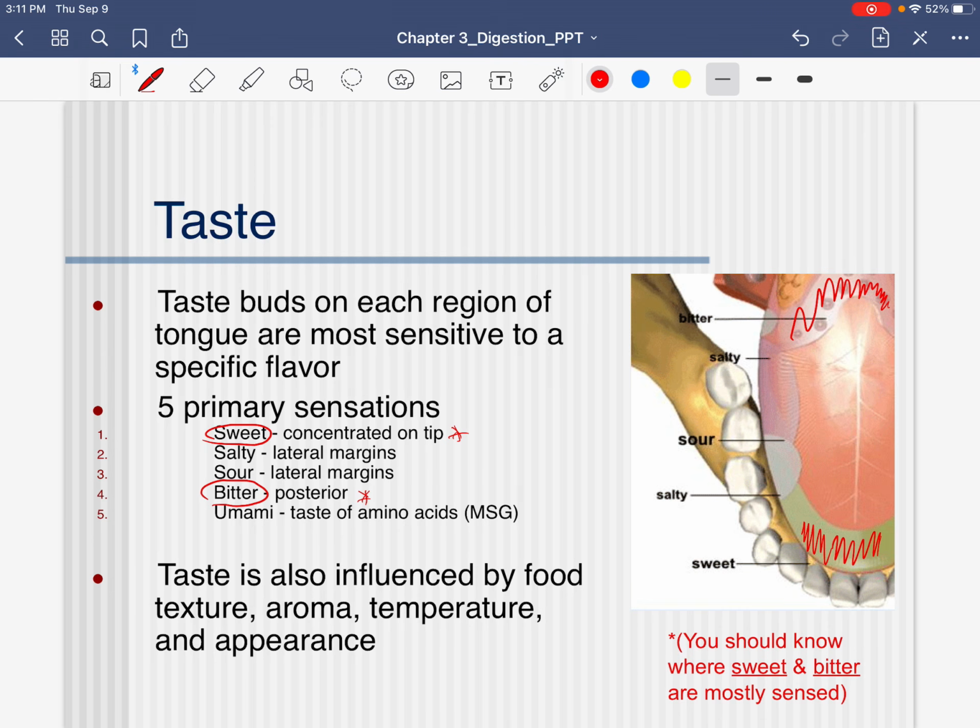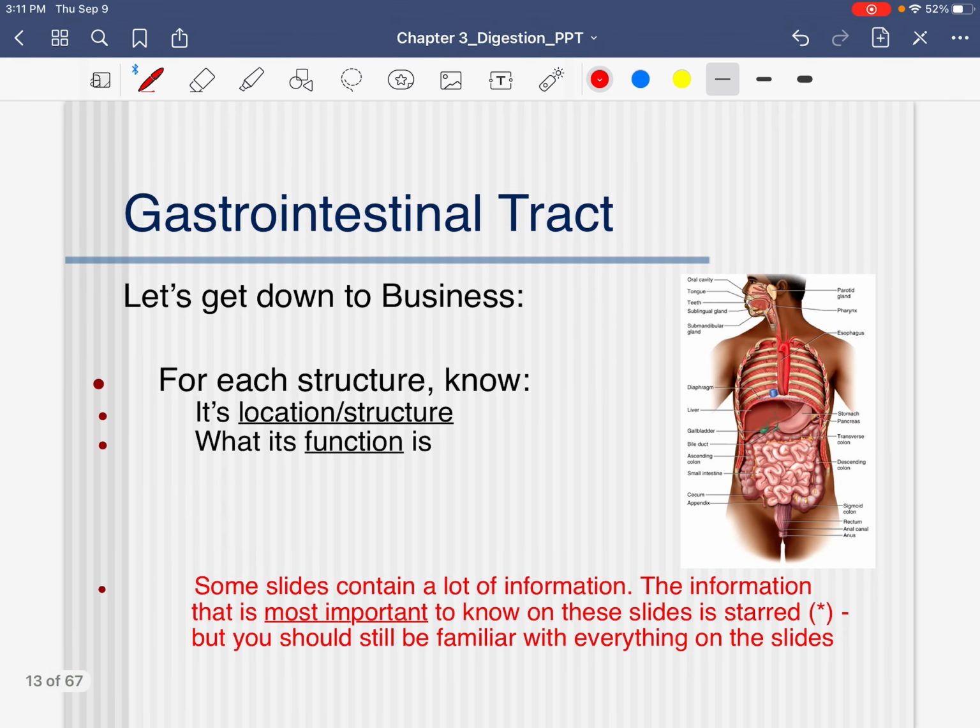But it's kind of cool, and I know this might sound lame, but you can try this at home. Take a dab of sugar and place it on the front of your tongue. Take another dab, place it on the back. Take more dabs, place them on the sides. The place where you should taste that sweetness the most is in the front. And you really should.